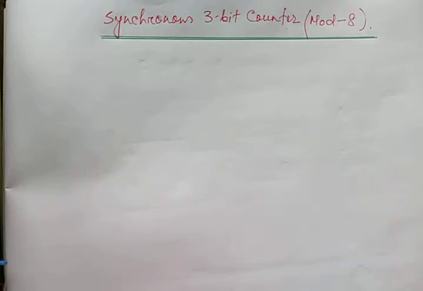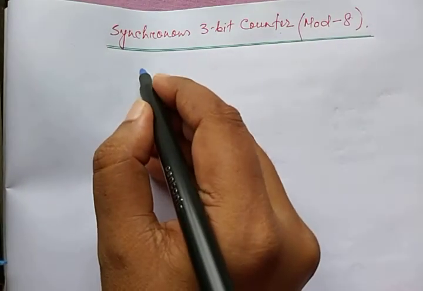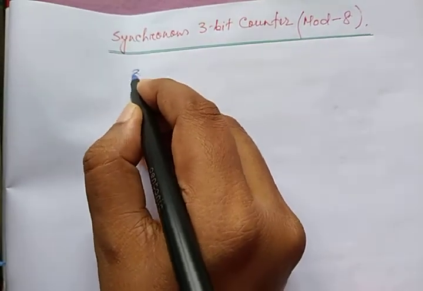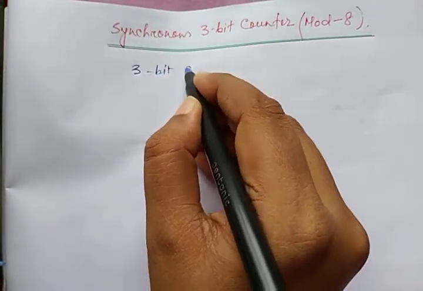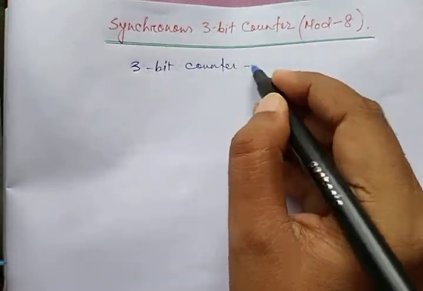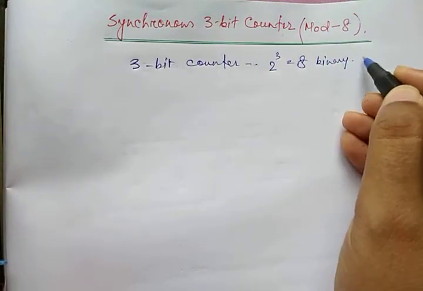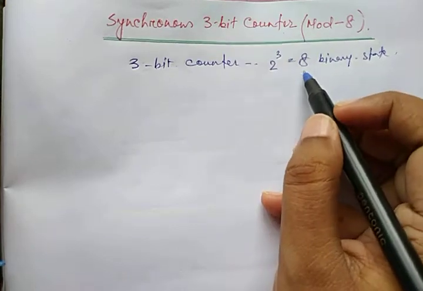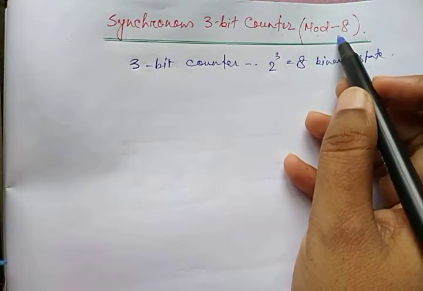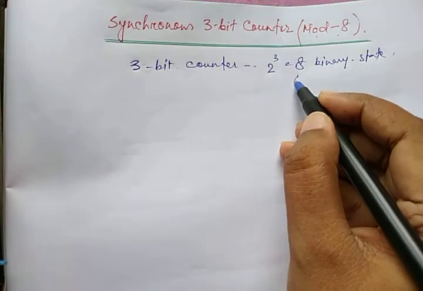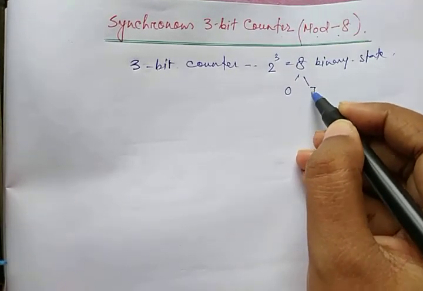Hello students, in this video we are going to learn about the synchronous 3-bit counter. As this is a synchronous counter, all the flip-flops used in this counter are connected to the same clock pulse. And as this is a 3-bit counter, it can count 2 to the power 3, that is 8 binary states. We know that for that reason this is known as a mod 8 counter, and 8 binary states means it can count from 0 to 7.